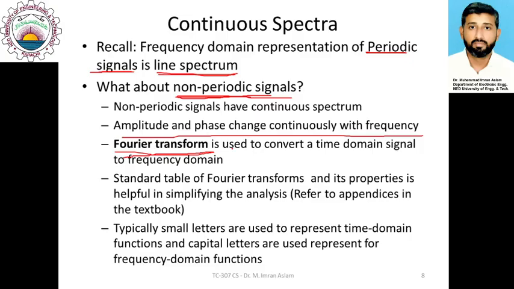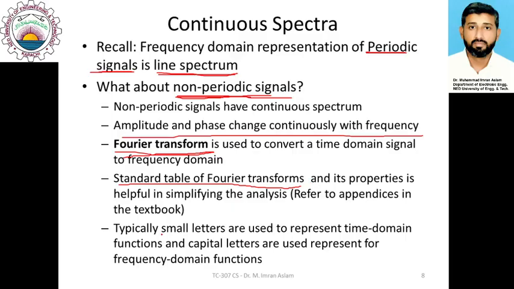However, we would not be doing the Fourier transform calculation for most cases in our course, although I understand that you have taken a course on signals and systems previously, in which we discussed how to calculate the Fourier transform. We will not be calculating because there are standard tables available for Fourier transforms and their properties. So whenever we need the Fourier transform of any signal, we would refer to the standard table and get the transform directly from that table.